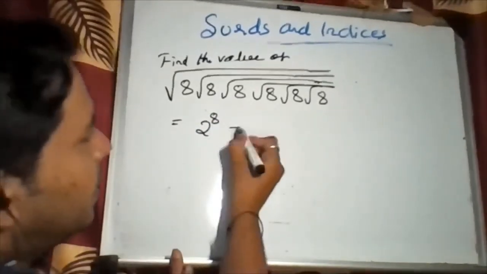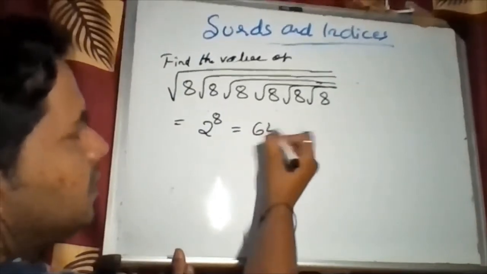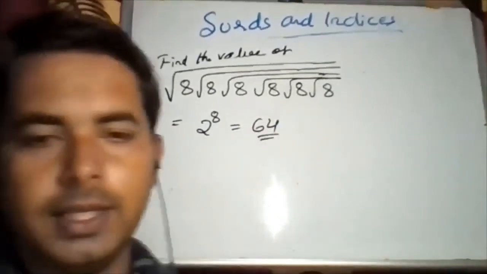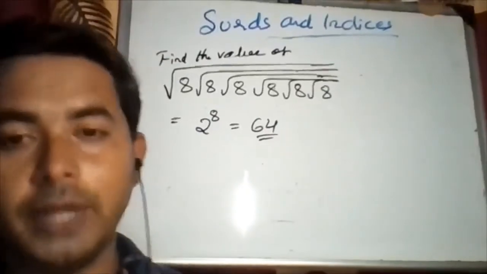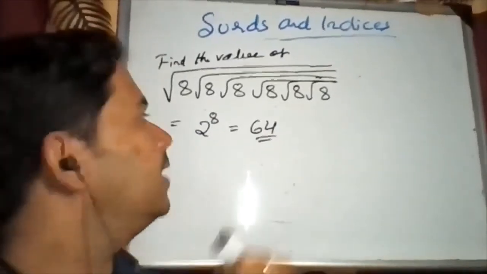2 raised to 8 कितना आएगा इधर? I think this will come as 64. Okay. So 2 raised to 8 will come as 64. Then और क्या करना है अभी? Sir, 2 raised to 8 is 256.